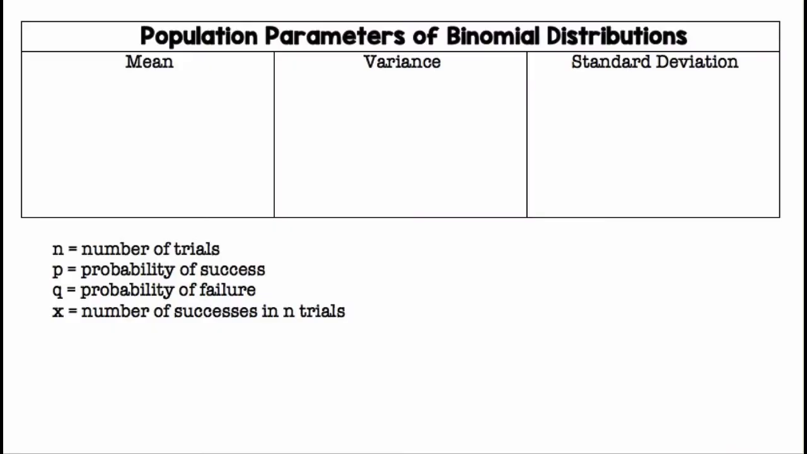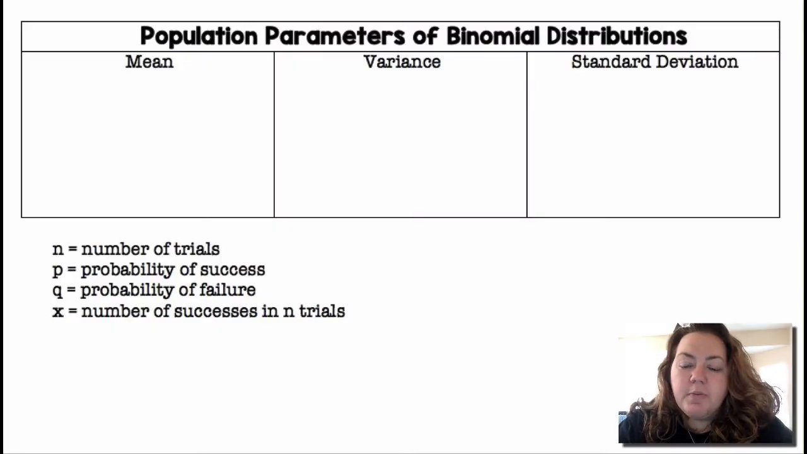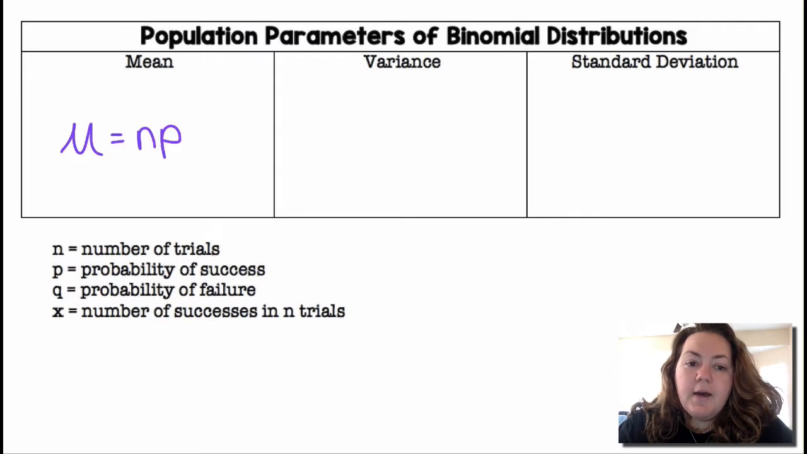We're going to learn about the binomial mean and standard deviation. Our population parameters for a binomial distribution are the mean and the standard deviation, and remember that the variance is the standard deviation squared. So we find that, and then we take the square root of the variance to get the standard deviation. The mean is found by n times p, where n is the number of trials and p is the probability of success.